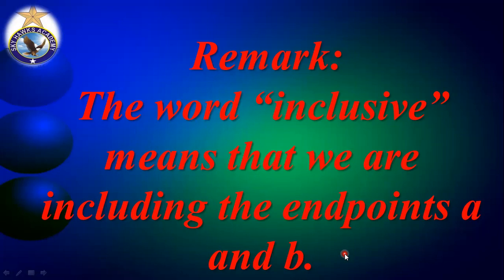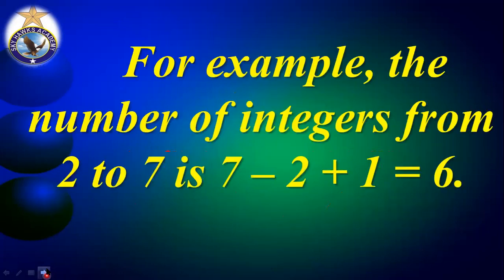Okay, so that's why, A and B, if the two endpoints of anything are included, these are inclusive, and these are exclusive when they are not included. Okay, so this is all about that. So let's see the example.